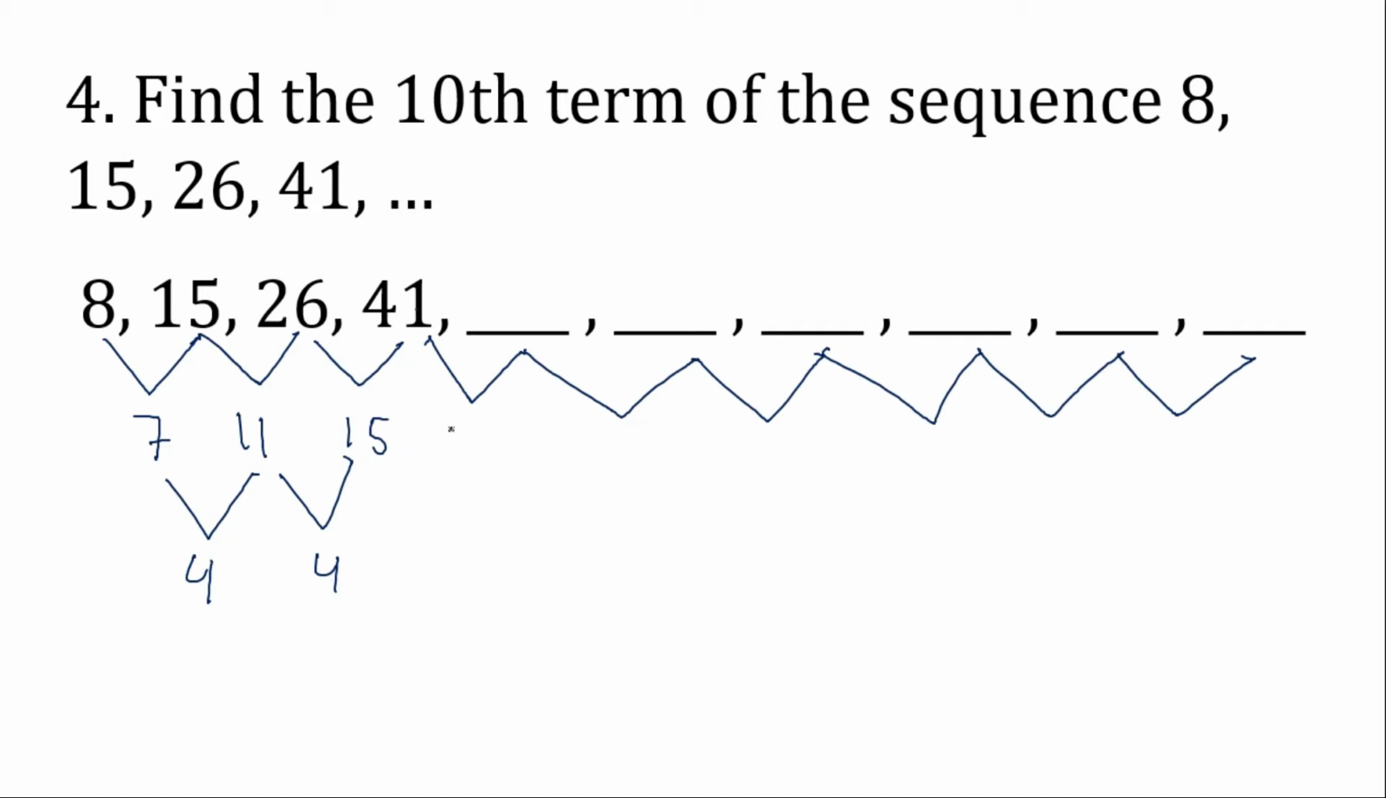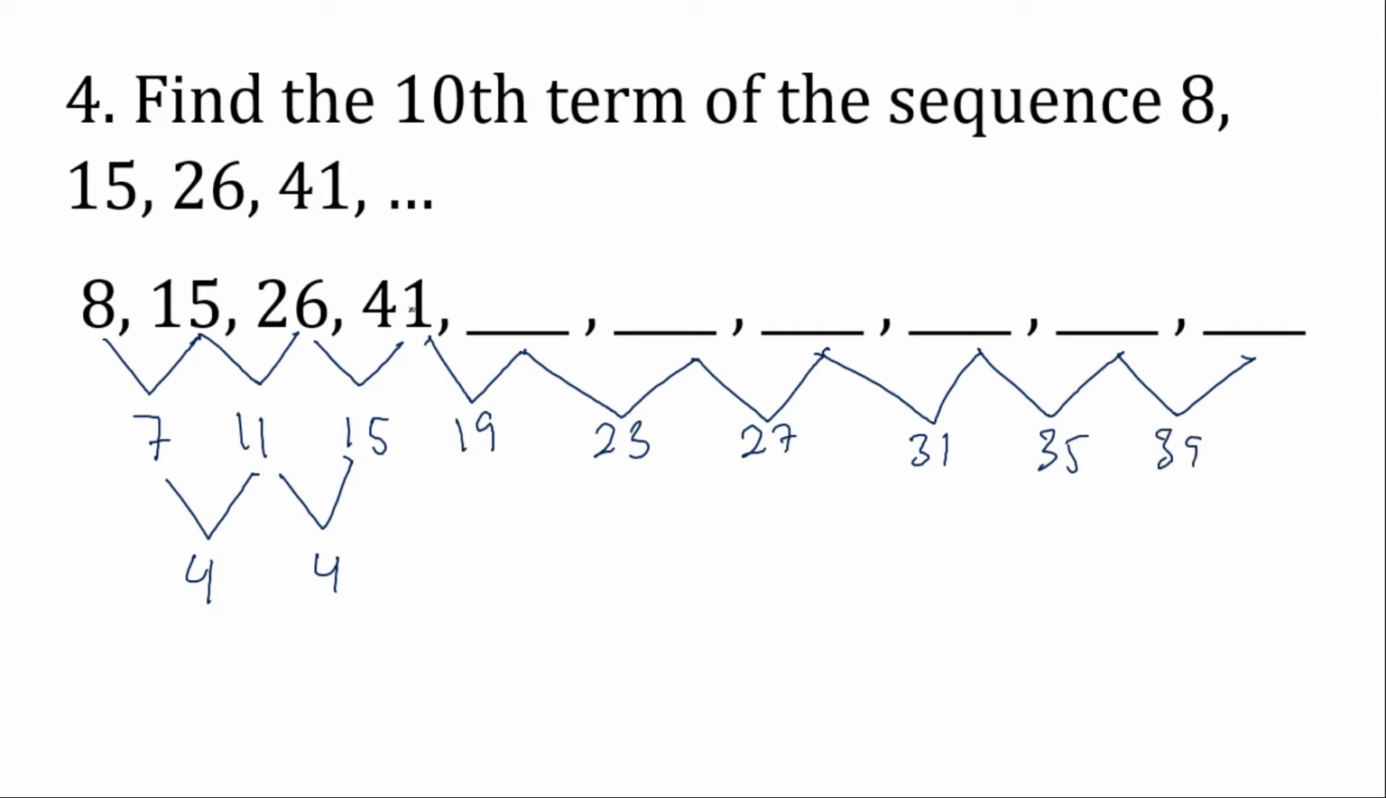15 plus 4 is 19. 19 plus 4 is 23. 23 plus 4 is 27. 27 plus 4 is 31. Then 31 plus 4 is 35. Then 35 plus 4 is 39.